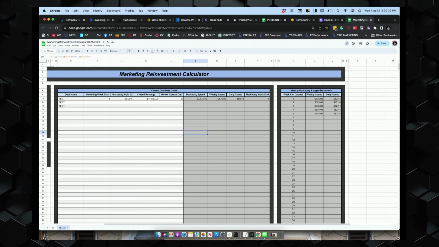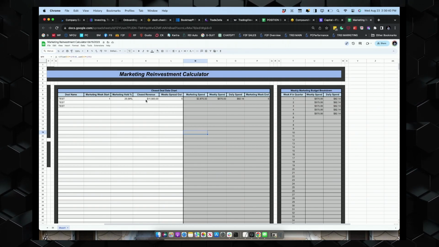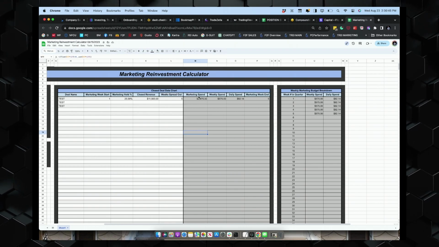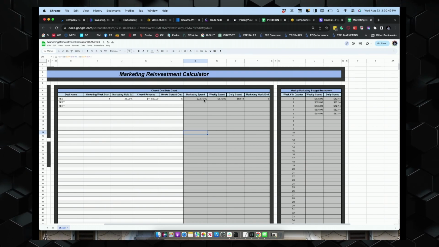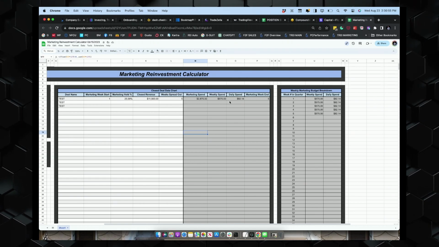So let's say theoretically you closed $11,500, and we're going to spread that 25% of the $11,500 over a 5-week period. Marketing spend, which is 25% of $11,500, is $2,875. Your weekly spend is $575. Your daily spend is $82.14.